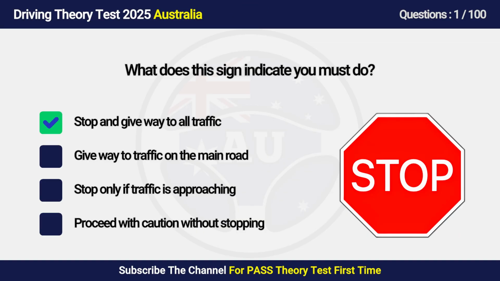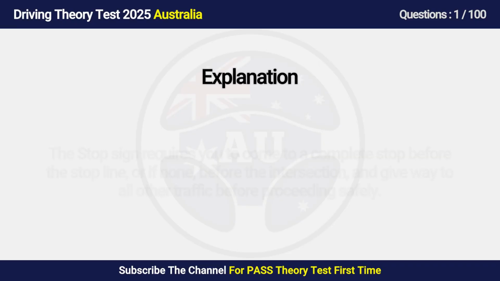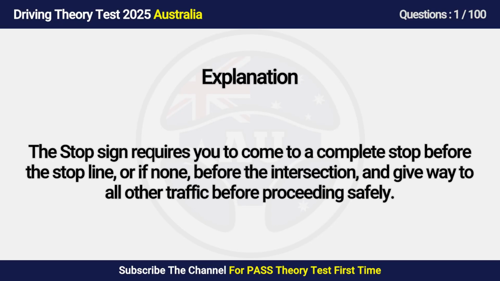Answer is A. Stop and give way to all traffic. The stop sign requires you to come to a complete stop before the stop line, or if none, before the intersection, and give way to all other traffic before proceeding safely.